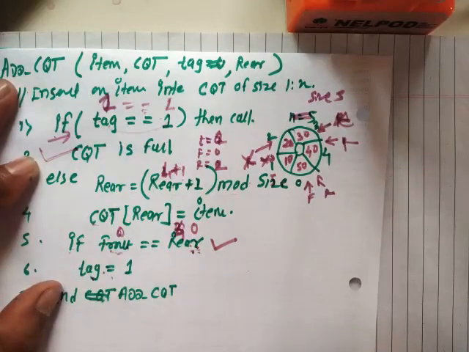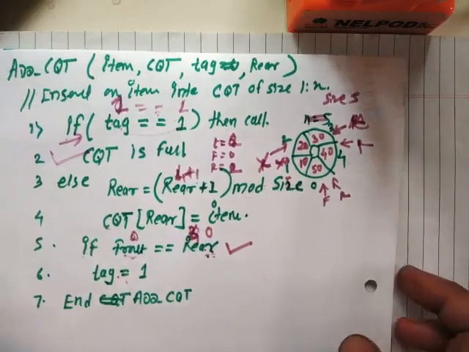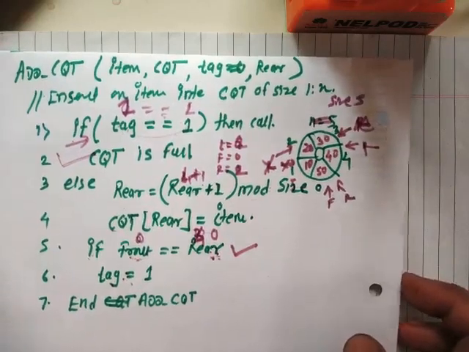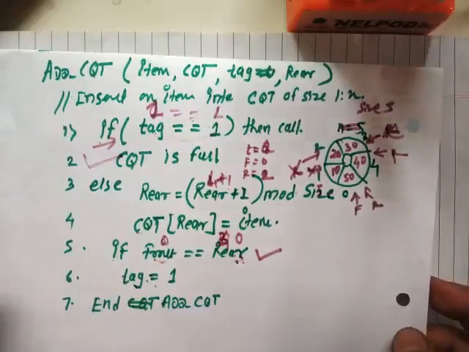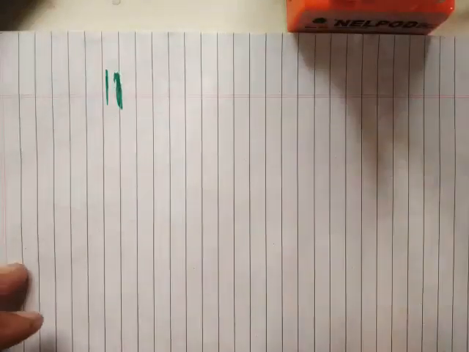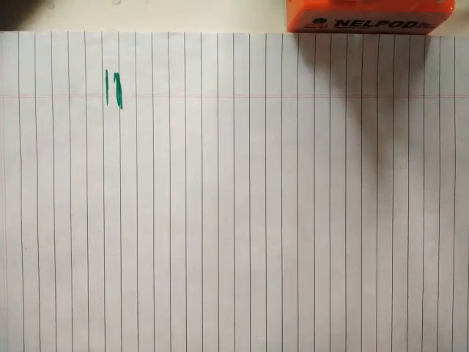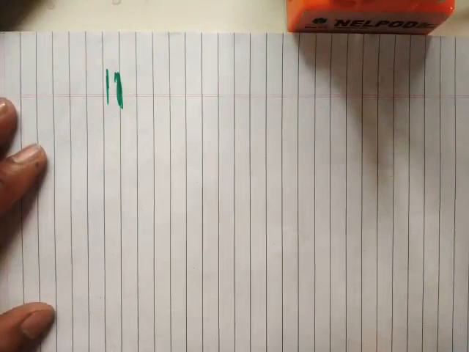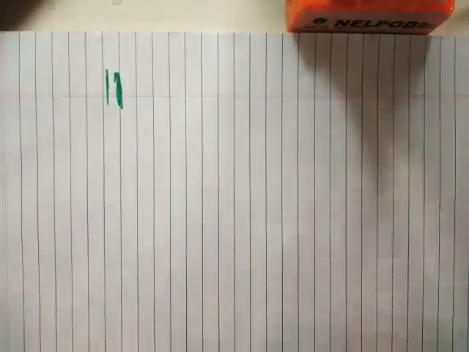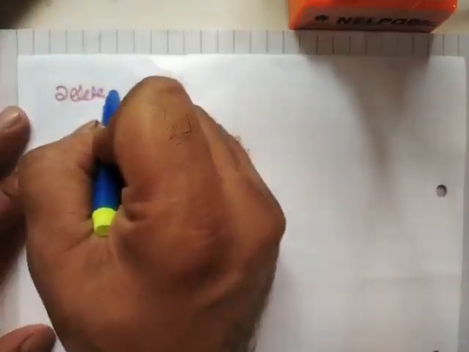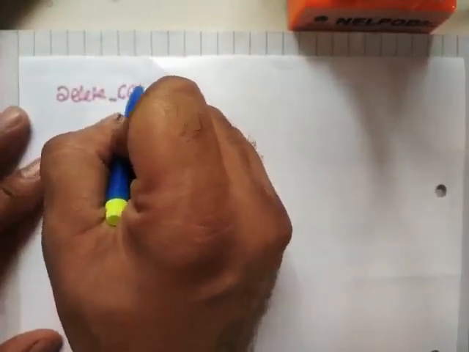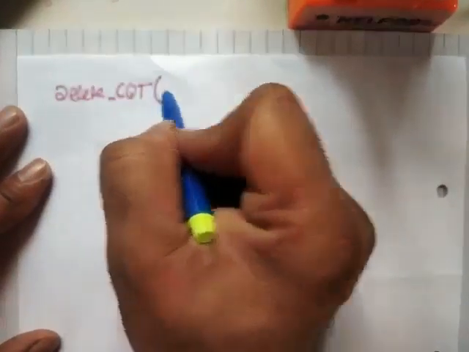Okay, so now let's see another algorithm, that is delete from CQT. Now we are going to use another algorithm, that is delete from CQT. So let's start with delete from CQT, circular queue. CQT stands for circular queue with tag.